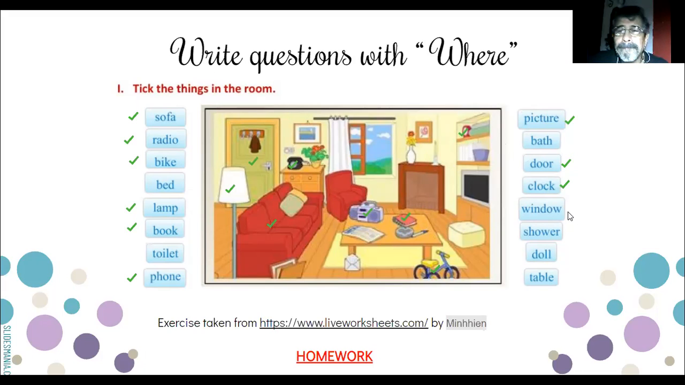Okay. Now, window. Yes. Is there a shower? No. Bowl? No. Table? Yes. All right. And as you can see, we have more things.